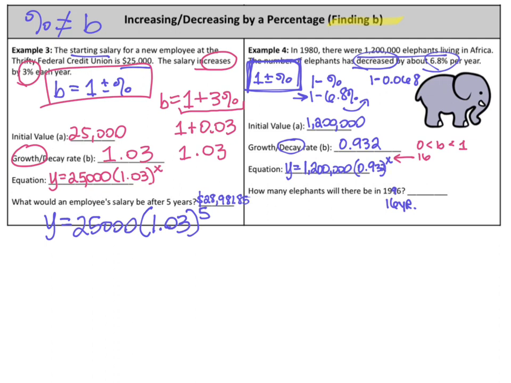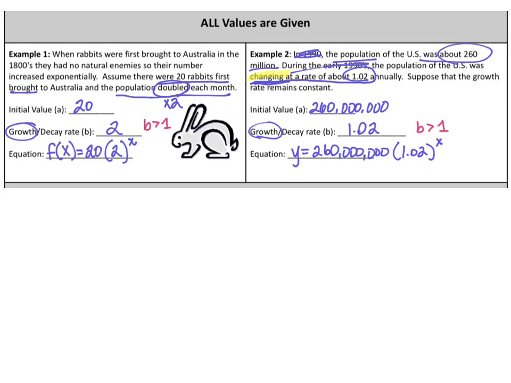Totally realized I forgot a 2 there. It should be 0.932, not just 0.93. Didn't forget it on purpose. 16 years later, the population went down from 1,200,000 to 388,898 elephants. That is a vast number of elephants decreasing. Okay, so pretty straightforward, especially when you are given all the values.